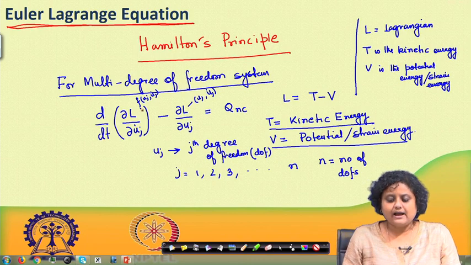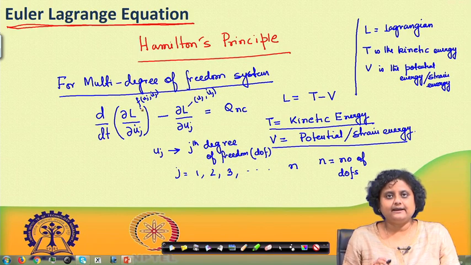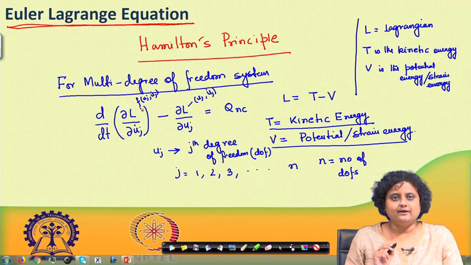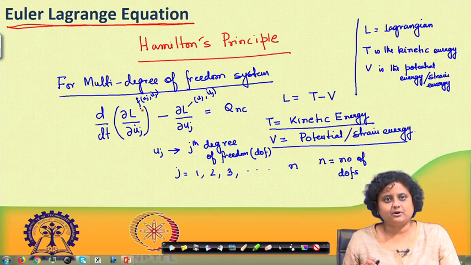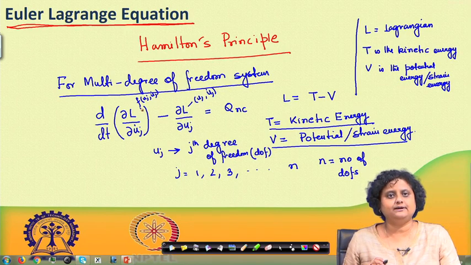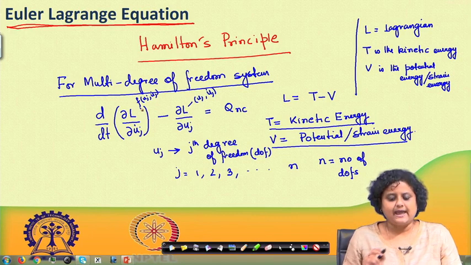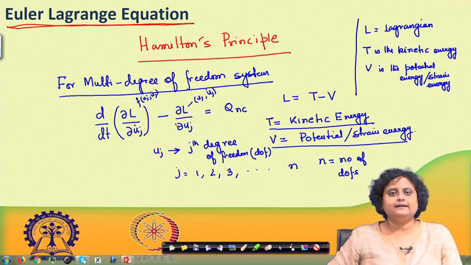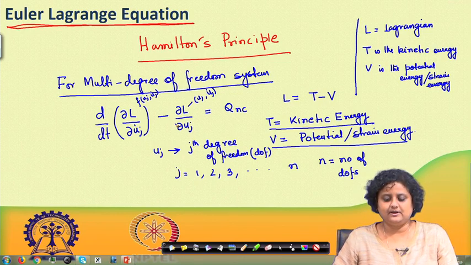And let me repeat this again. The kinetic energy of a multi degree of freedom system can be obtained in terms of its degree of freedom Uj and the corresponding velocity U dot j. The potential energy or the strain energy can be obtained in terms of the degree of freedom. Therefore, L can be obtained in terms of Uj and U dot j, and therefore, these derivatives can be easily performed, and therefore, the left hand side of the equation can easily be obtained.